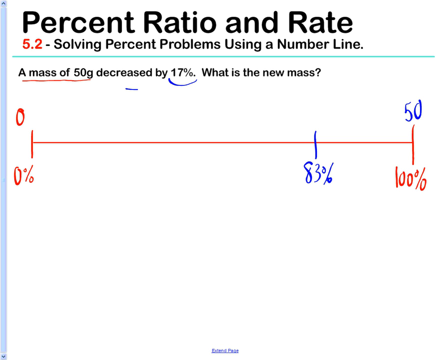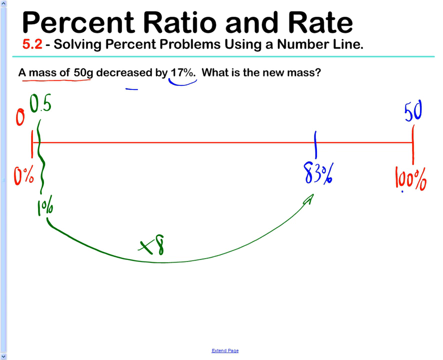Now, it's really not that challenging to figure this one out because, again, we just have to find out what our 1% is. And if we were to divide our 100 by 1, we would get our 1%. And our 1% of 50, if 50 is divided by 100, we would get 0.5. Once we have 0.5, we know what 1% is. If we want to turn this 1% into an 83%, we multiply by 83.